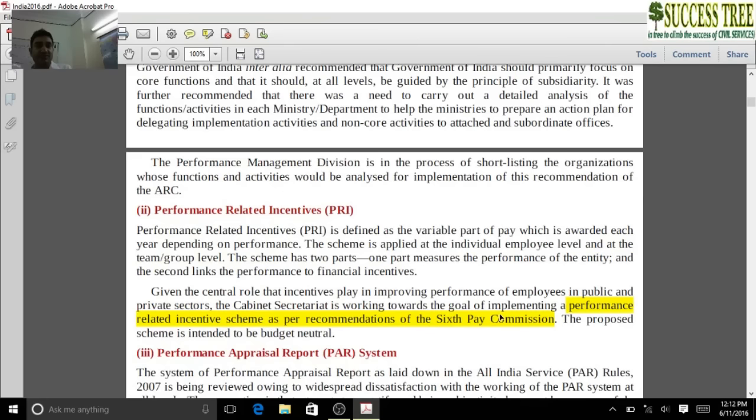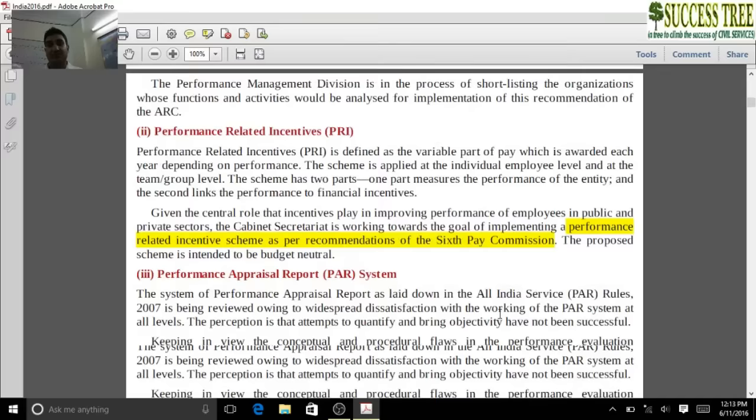Now come to performance related incentives. For mains you can write it. In the ethics paper or somewhere in GS paper 2, if a question comes on governance or increasing efficiency in governance, you can refer that even the Sixth Pay Commission had recommended performance related incentives, because you can logically analyze that if you give incentives, it can enhance performance. That is the only thing you need to remember for the mains perspective.